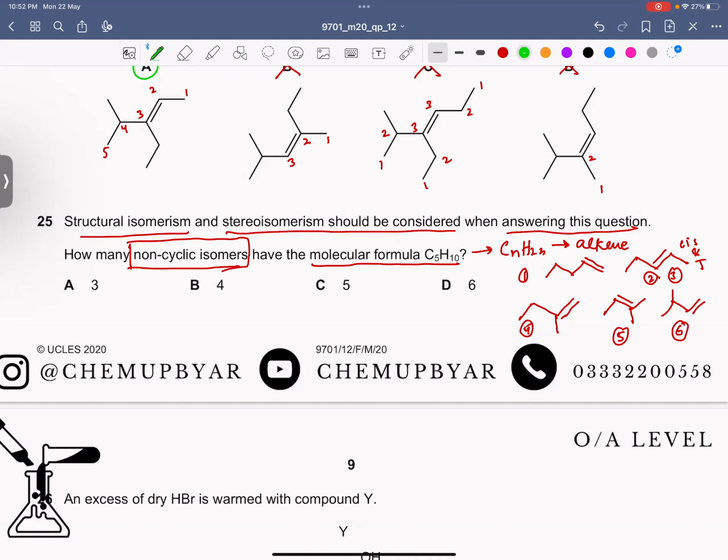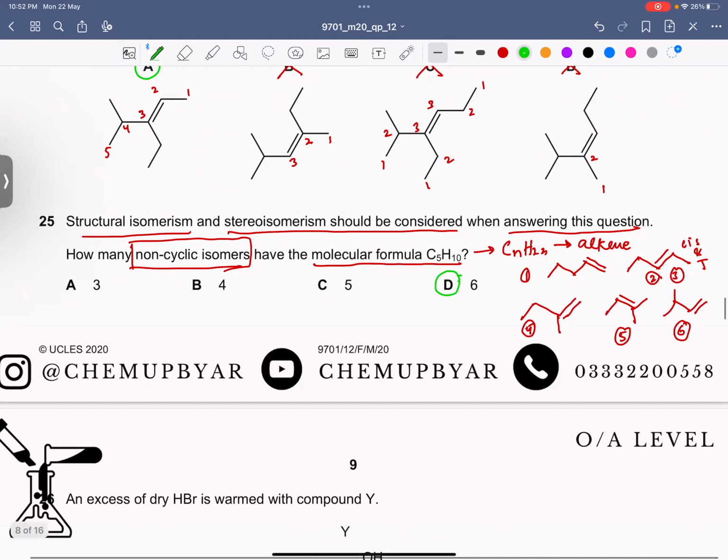Out of these, there are 6 position and chain isomers in total, and out of those, one is actually showing cis and trans. So in total, we are getting 6 structural and stereoisomers for this one.